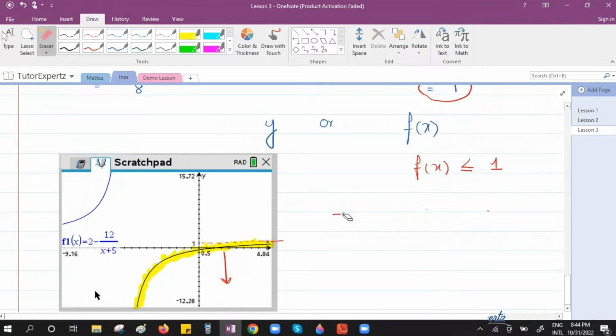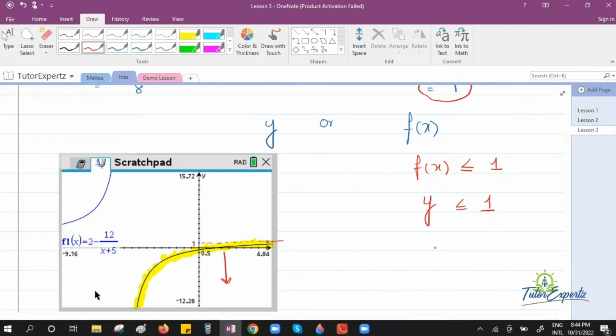f of x, which is my output, I could write it in this way as well. It's totally correct that my y will remain less than equal to 1. This is perfectly correct as well. It's totally up to you. Whatever you want to use, either f of x or y, you can use it. So your first will be y or f of x less than equal to 1.